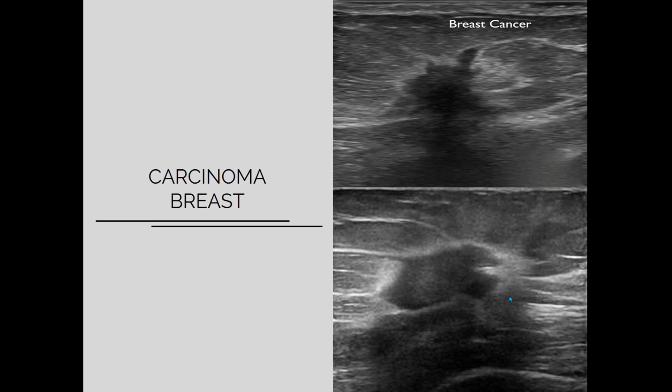And remember that whenever you are describing a breast lesion, you have to accurately tell us what the findings are which are towards suspicious.